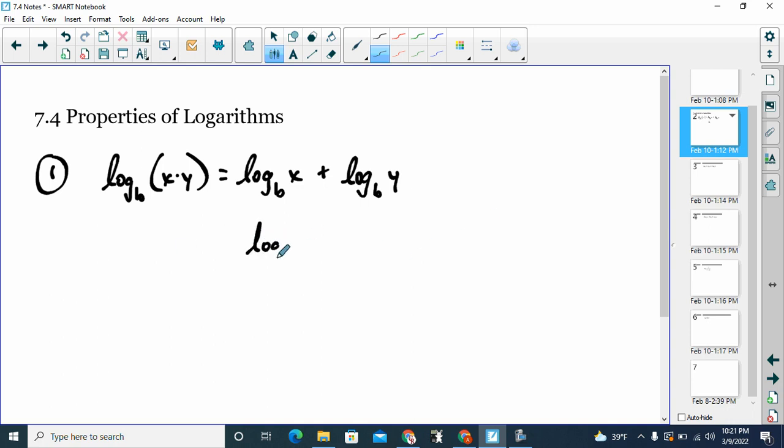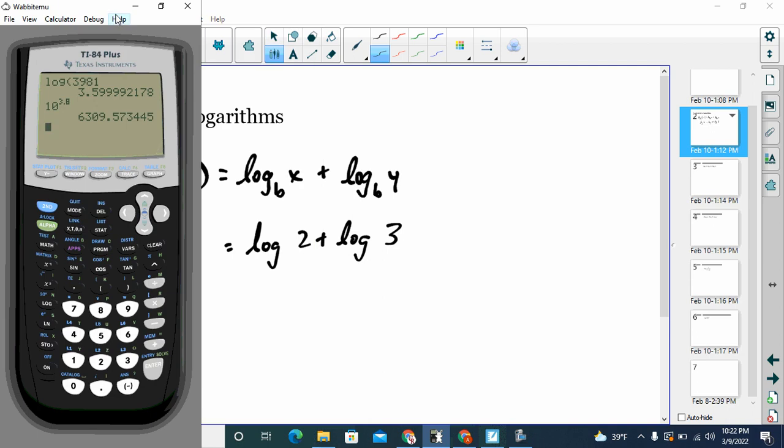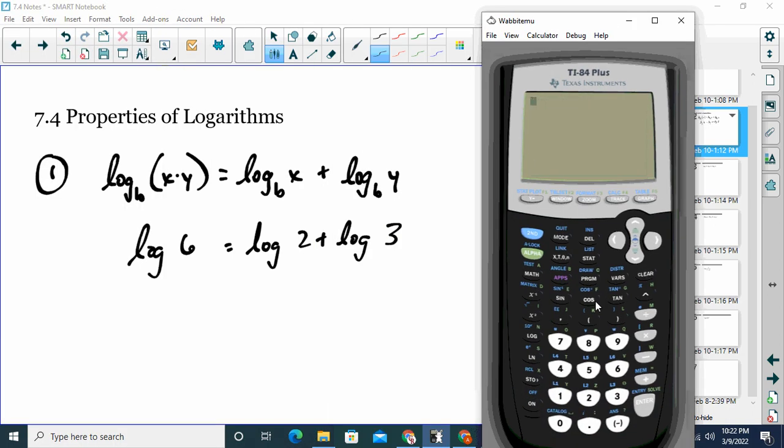So notice if I have log 2 plus log 3, that would be the same thing as log 2 times 3, which is 6. Notice I can show that those are the same thing with the calculator. Log 2 plus log 3. Whoops, I typed in log 6 like a dummy. Log 2 plus log 3 is 0.778. Log 6 is the same thing, 0.778.